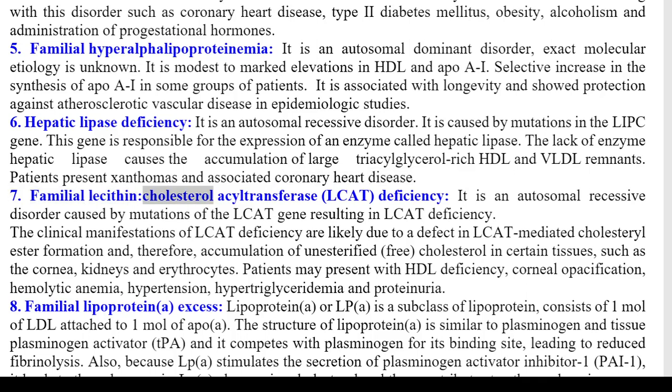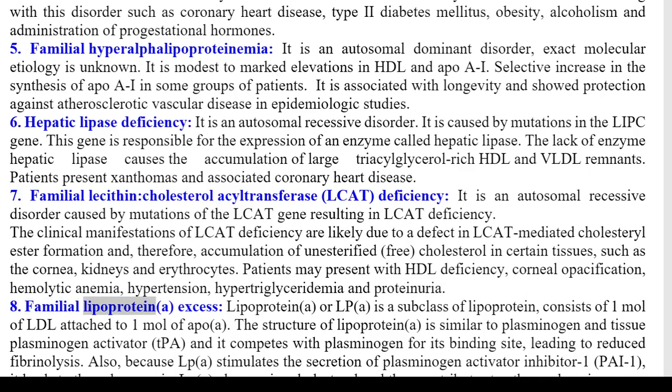7. Familial lecithin cholesterol acyltransferase, LCAT, deficiency. It is an autosomal recessive disorder caused by mutations of the LCAT gene, resulting in LCAT deficiency. The clinical manifestations are likely due to a defect in LCAT-mediated cholesterol ester formation and, therefore, accumulation of unesterified, free cholesterol in certain tissues, such as the cornea, kidneys, and erythrocytes. Patients may present with HDL deficiency, corneal opacification, hemolytic anemia, hypertension, hypertriglyceridemia, and proteinuria.